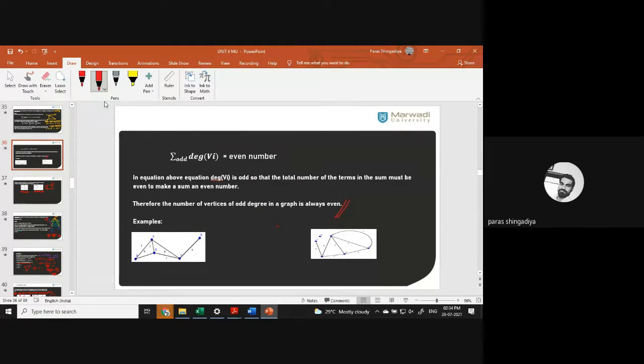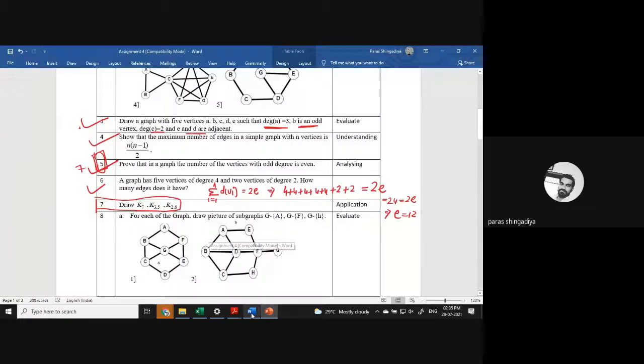Is it complete? So next, question number 5 is done, 6 we have completed, 7 is also done in the last lab. Now start with question number 8. Example number 8.